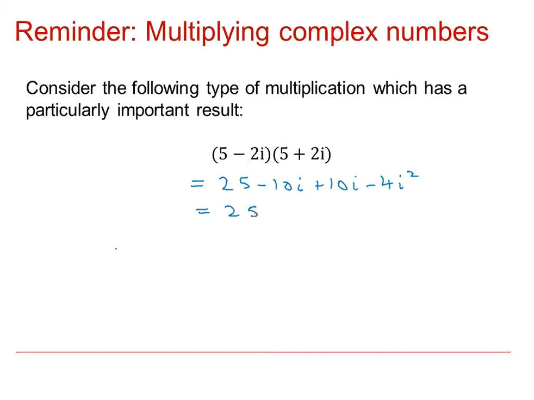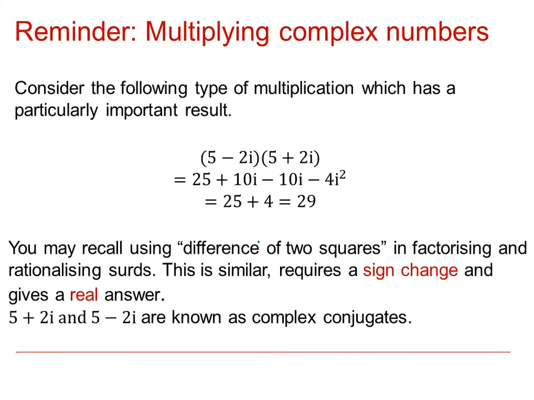So that's 25. Minus 10i plus 10i have cancelled out, and minus 4i squared is minus 4 times negative 1, which is plus 4. So we get 29. The important thing about that calculation is that when we multiplied 5 minus 2i by 5 plus 2i, we got the answer 29, which is entirely real.